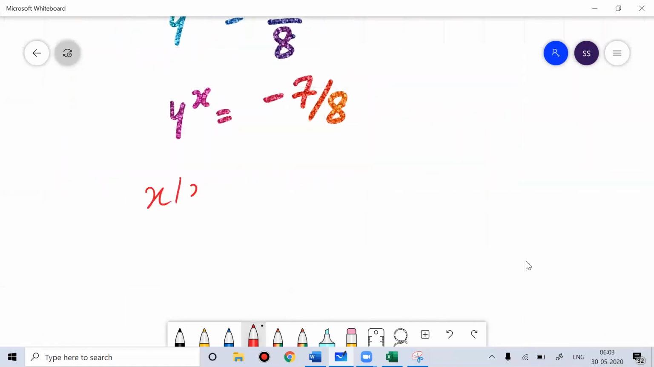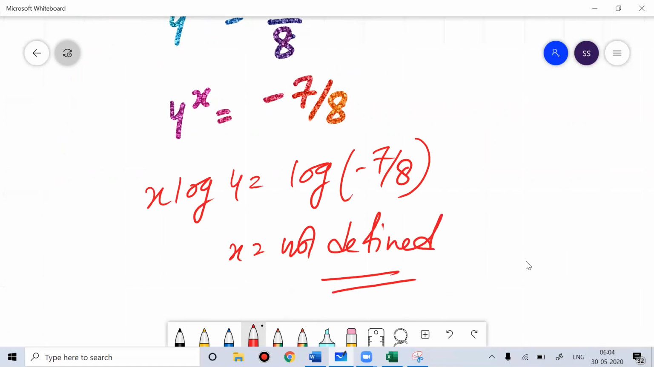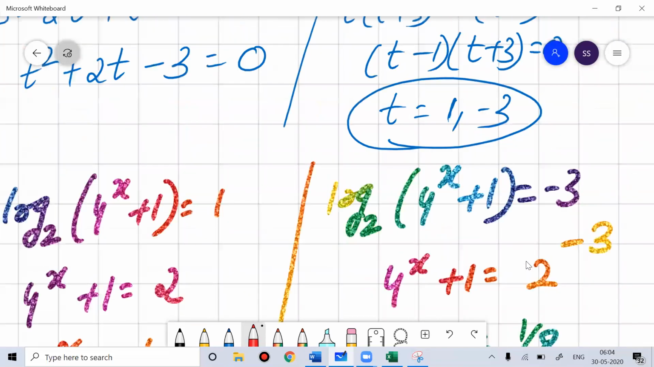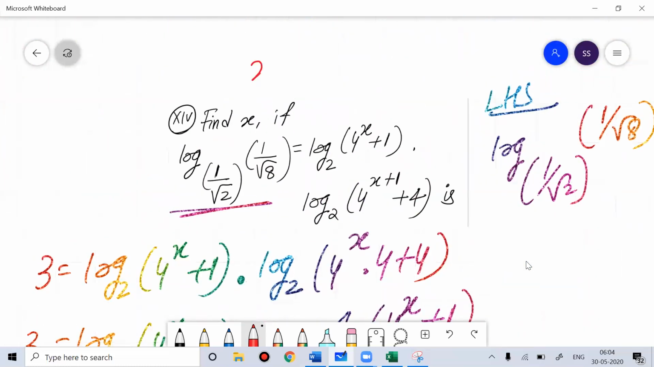Right, x log 4 is equal to log of minus 7 by 8. So you can never find the log of a negative number. So here x is not defined. The value of x I'm getting is 0. So find x. What is the value of x? x is 0 here.